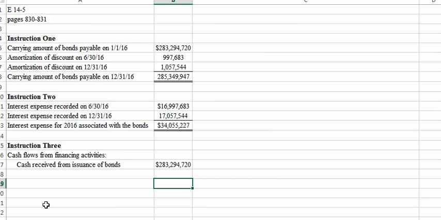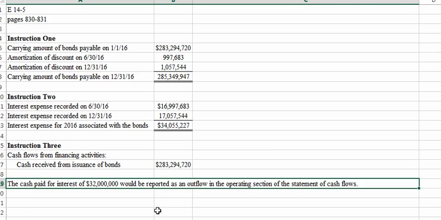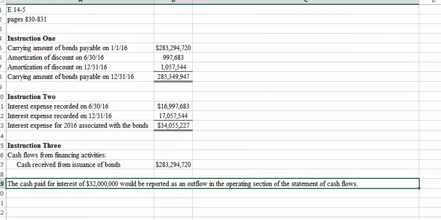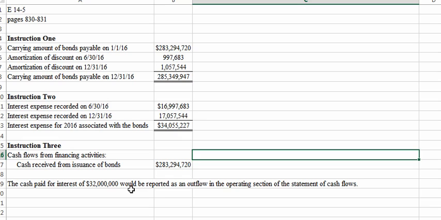Okay, and then they would have had cash going out, cash paid for interest. Okay, and then the cash paid for interest of $32 million. Now, where do we get that? Well, it's the $16 million 2 times. So the cash paid for interest of $32 million would be reported as an outflow in the operating section of the statement of cash flows. You guys, interest paid is an operating activity. Only principal payments would show up as an outflow in the financing section. I hope that one makes sense.